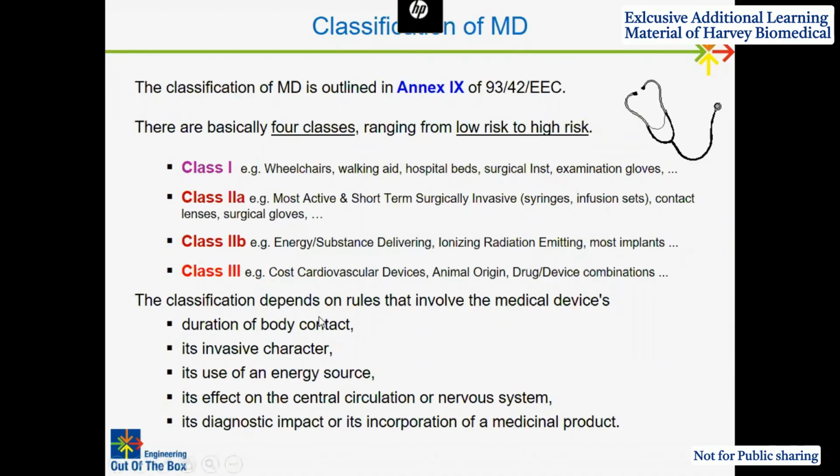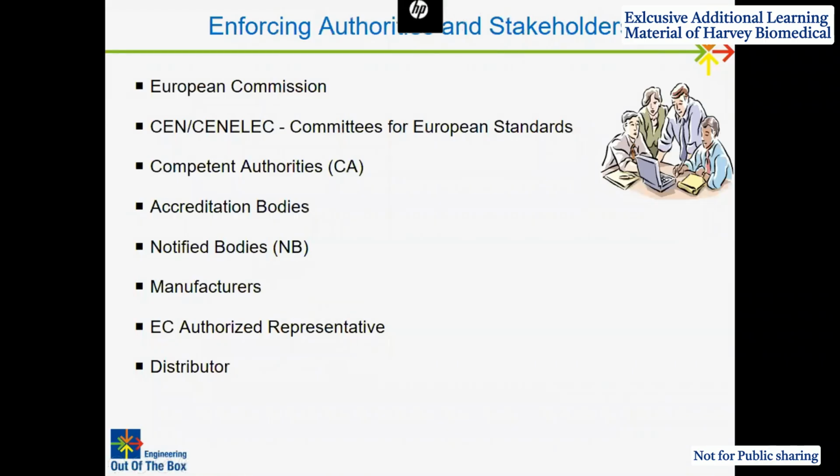The classification depends on rules that involve the medical device: duration of body contact, as I told, transient, short term, long term, and invasive character, and use of an energy source, effect on the central circulation or nervous system, diagnosis, impact of its incorporation of a medicinal product. Then enforcing authority and stakeholders.